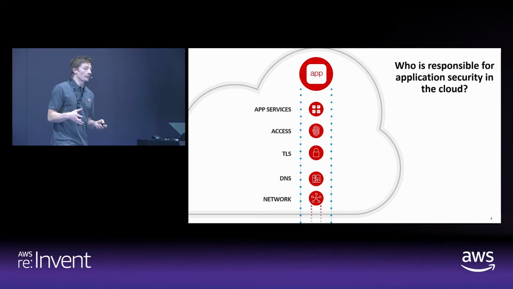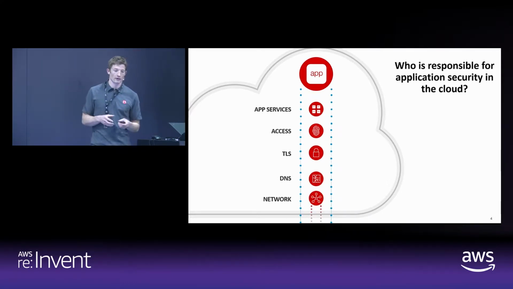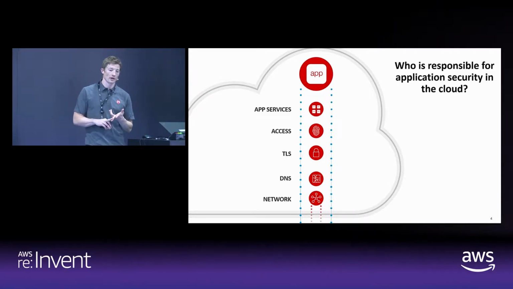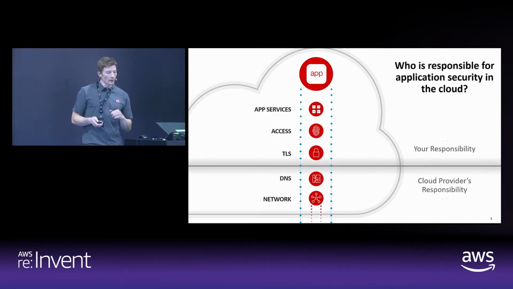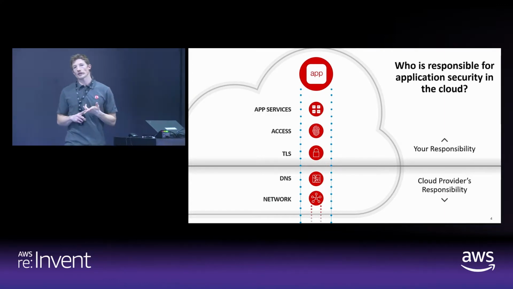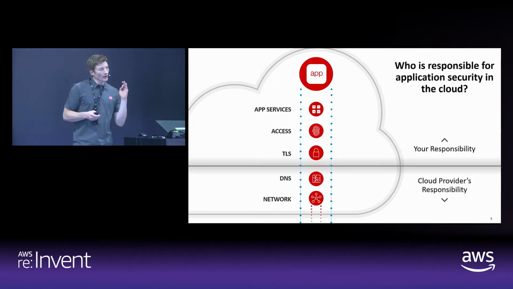So if we break a given application apart into its various component services, we've got things like our application services tier where our code runs, access tier, TLS, DNS, our network infrastructure. There's this line, right? And where this line is going to vary, depending on your SLAs, what type of applications you've built, et cetera. But ultimately, there is a line somewhere where your responsibility for the application begins and the cloud provider's responsibility for the application security and infrastructure ends. So we need to bear this in mind when we think about how our apps are built, how they're deployed.